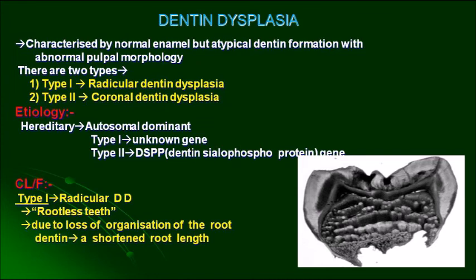So that can be a very important MCQ question. Which type of dentine dysplasia is actually radicular dentine dysplasia or rootless teeth? It is actually type 1, not type 2. Type 2 is coronal here.